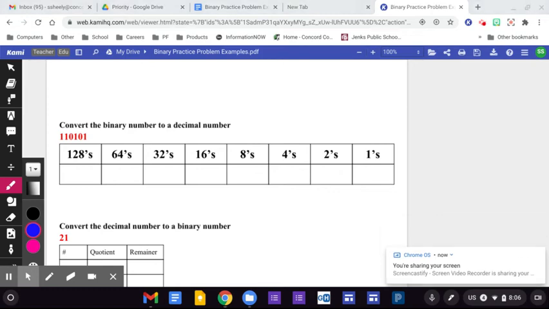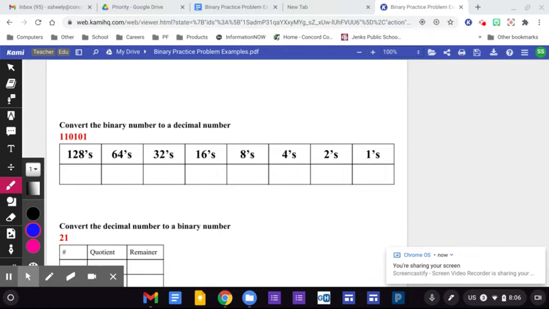Hey guys, I want to show you a couple examples on converting a binary number to a decimal and then vice versa, converting the decimal to the binary number. So I'm going to give you this PDF file too once I'm done with this for you guys to look at for an example as well.